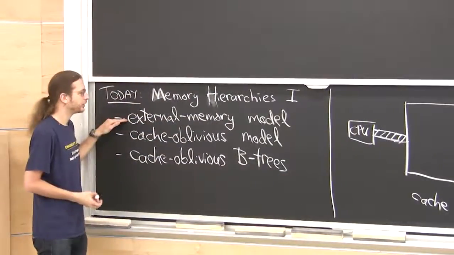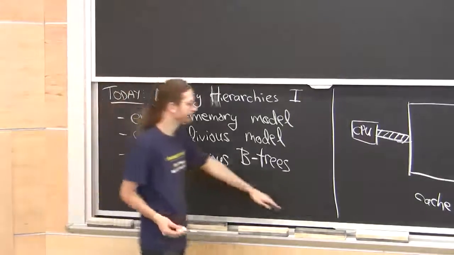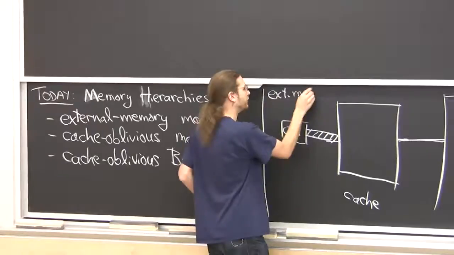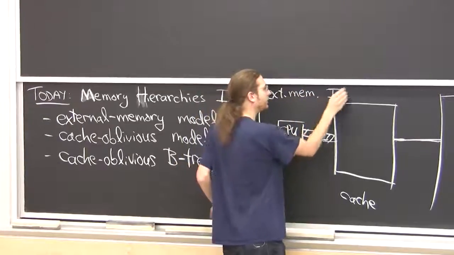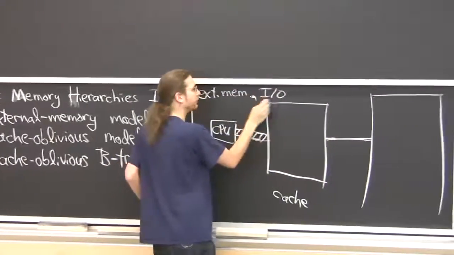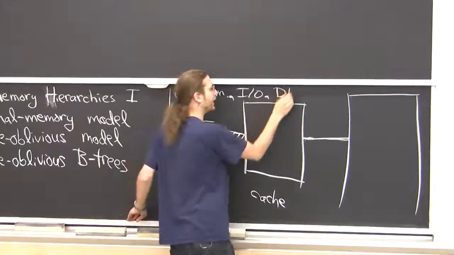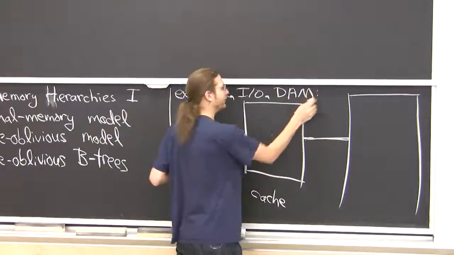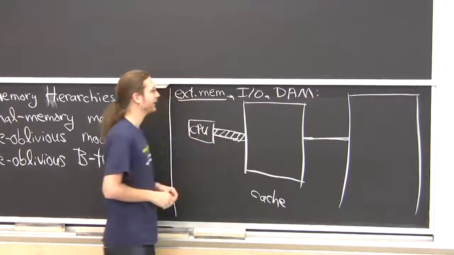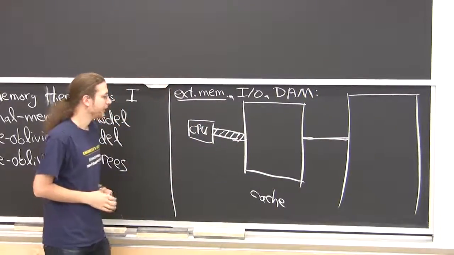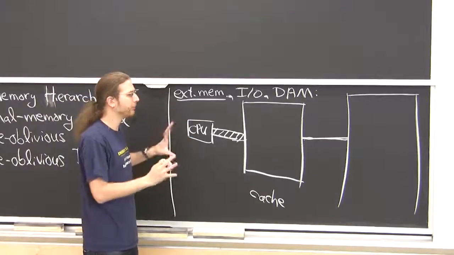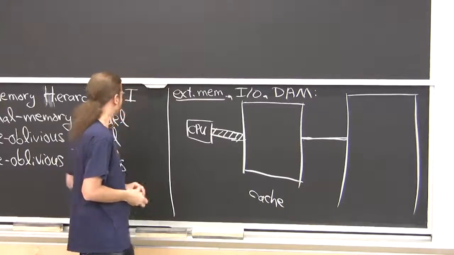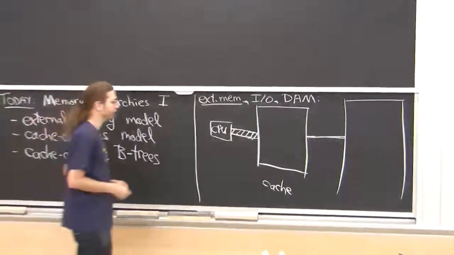The first model is called the external memory model. It's also called the I/O model, and it's also called the disk access model. I think just so that it could be called the DAM model. I usually call it the external memory model. And this is sort of the simplest model. It's also the most well-studied, I would say. And it's going to relate closely to the other models that we're going to look at.